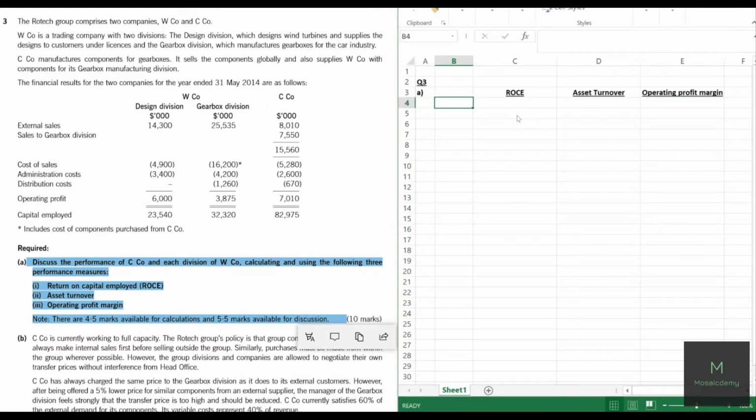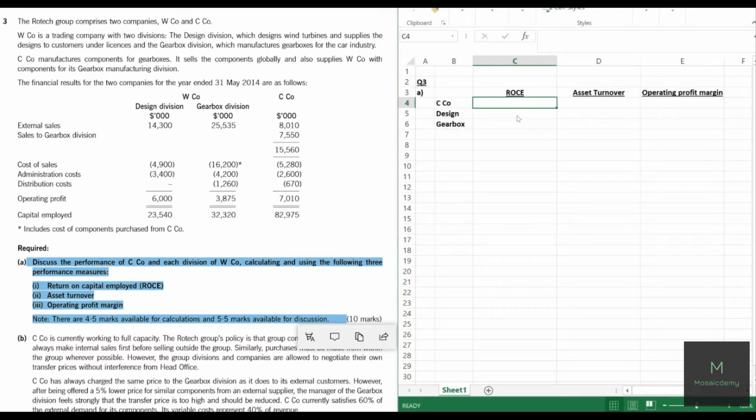But if you have time, please put in a bit of effort to make it presentable. The marker always appreciates that, and that'll make them more inclined to give you marks. Okay, so we have CCO, we have WCO's two divisions. We have the design division, and we have the gearbox division. Okay, so there we have it.